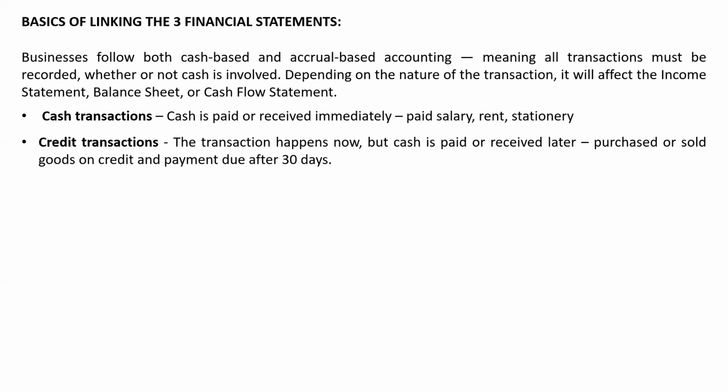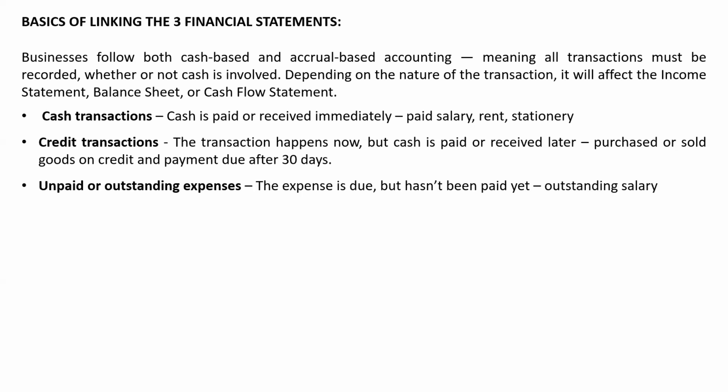Credit transactions happen now, but the cash is paid or received later. For example, if we purchase inventory on credit, the cash flow statement is not impacted today because cash will be paid in future. Next is unpaid or outstanding expenses.